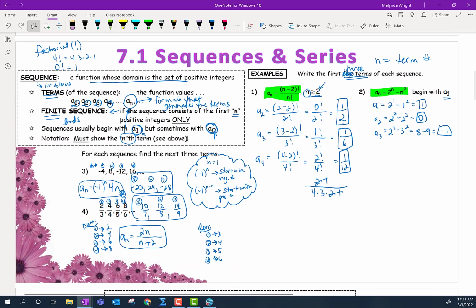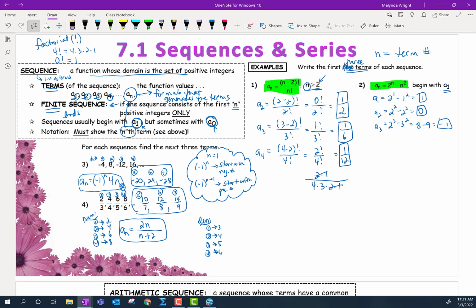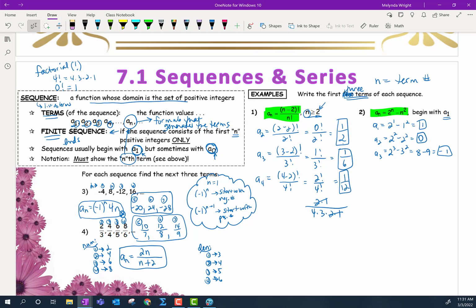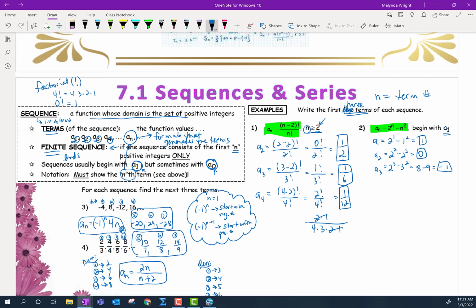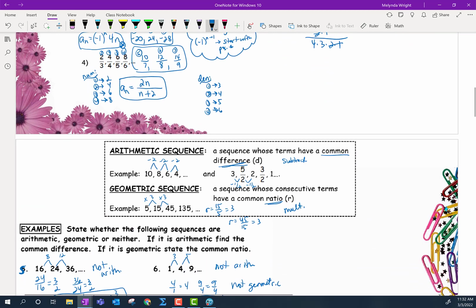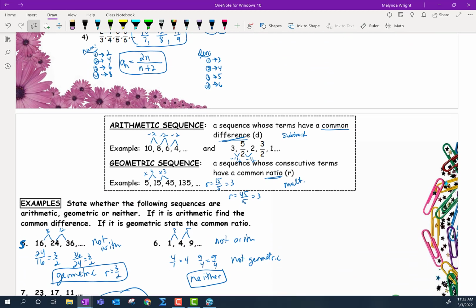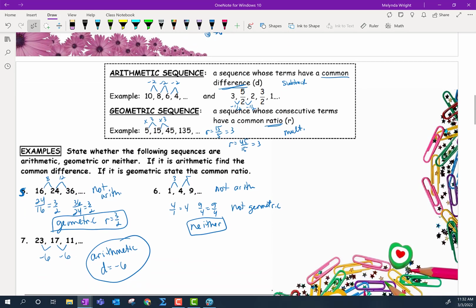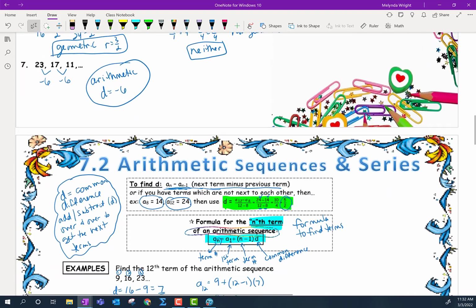The first lesson we learned about sequences and series. What's the difference between a sequence and a series? Really important. I'll ask you about this again. A sequence is a list of terms, and a series is adding the terms. We learned that there were arithmetic and geometric sequences, and also neither. So we have three categories to put them in.